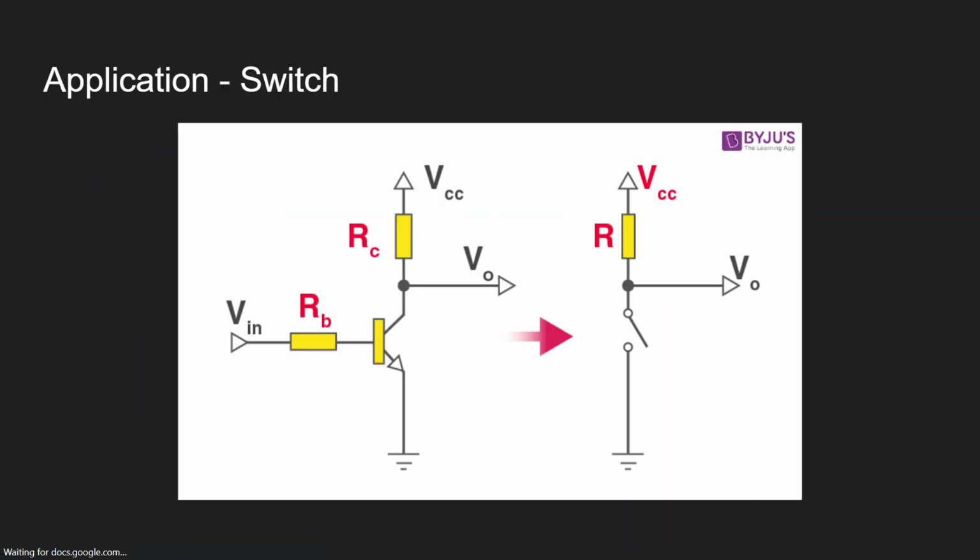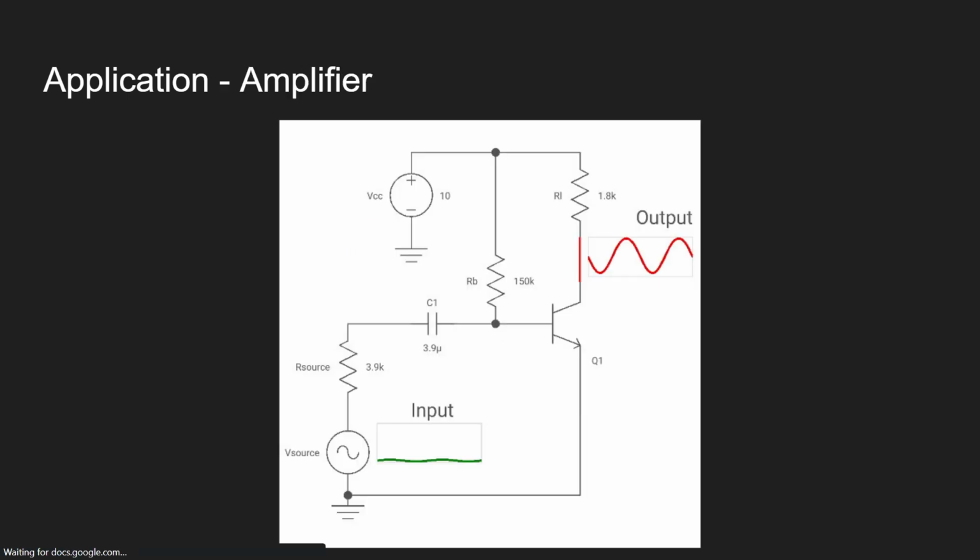Let me explain one more. For the switch, the transistor can be used as a switch, right? But nowadays they use MOSFET, because MOSFET has a lower power consumption. Yeah, that's why they use FETs instead. We will talk about FETs at a later time. This is not that important in our syllabus.